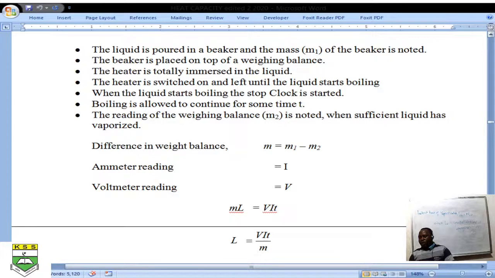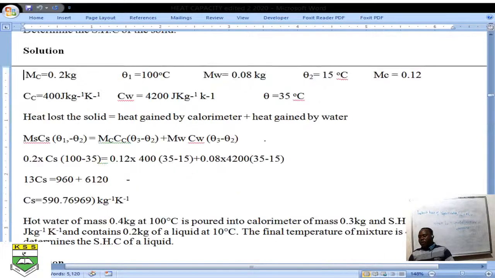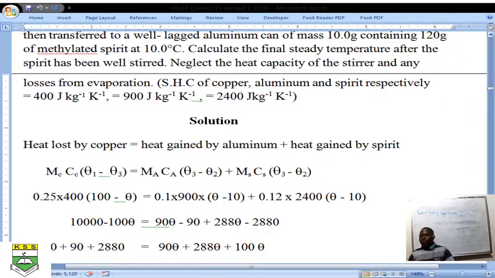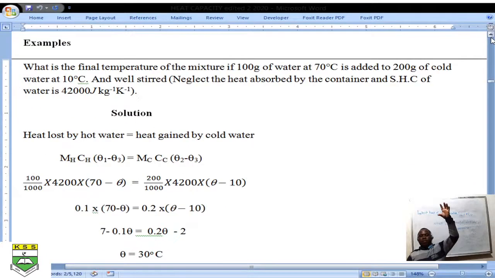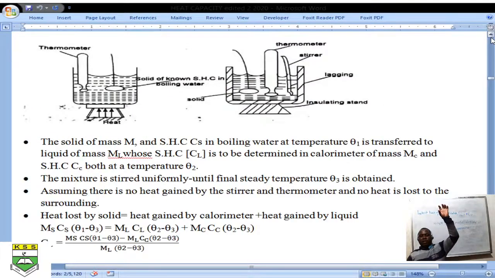So the liquid is now boiling and is allowed to continue for some time t, and then finally we get the reading on the weighing balance. The reading M2 on the weighing balance is noted. Remember, before the boiling began, we had the mass of the liquid, M1.